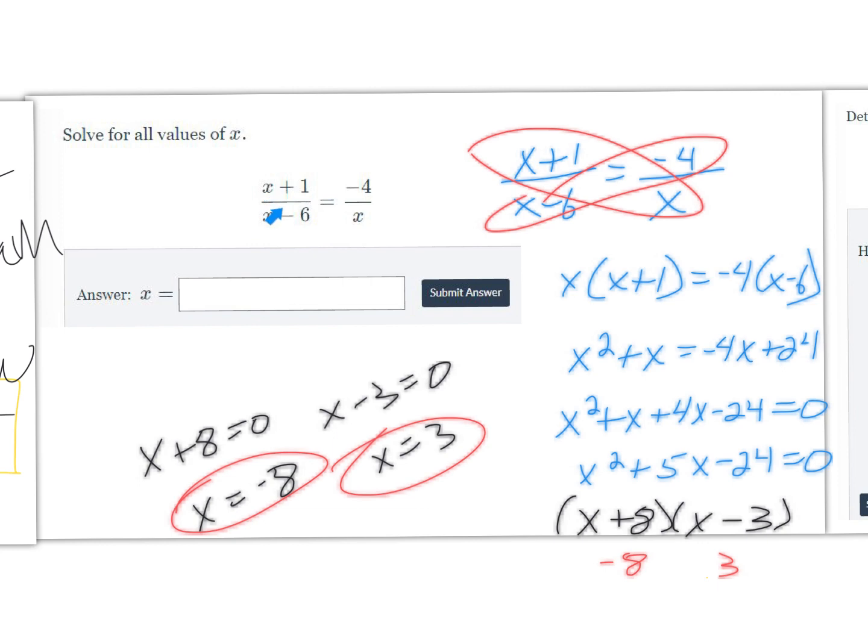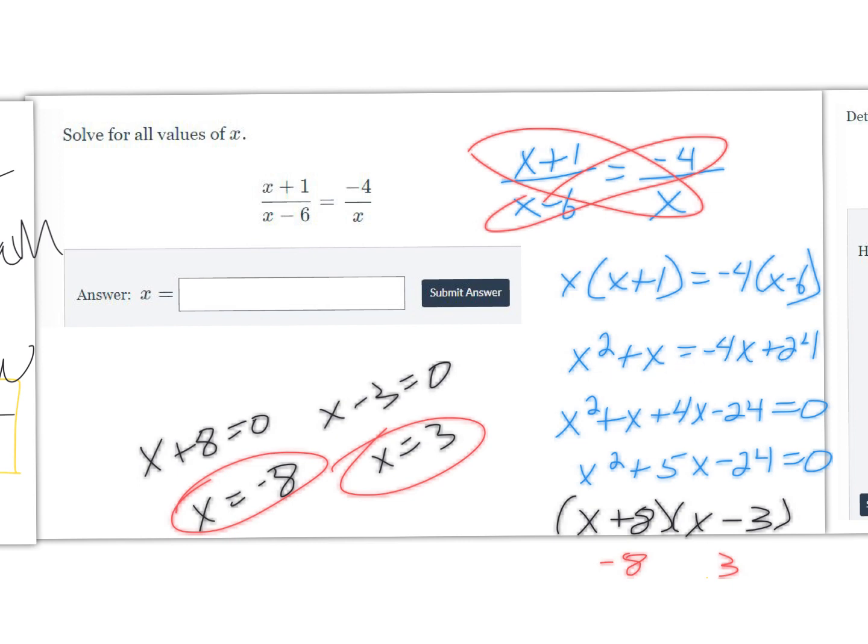Here we have two fractions that are set equal to each other with variables in each of the fractions. So we're simply going to use our understanding of cross products. x plus 1 times x is going to be equal to x minus 6 times negative 4. So I've written that equation here, and then I just do the distributive property. I have x squared plus x on the left, then I have negative 4x plus 24 on the right.